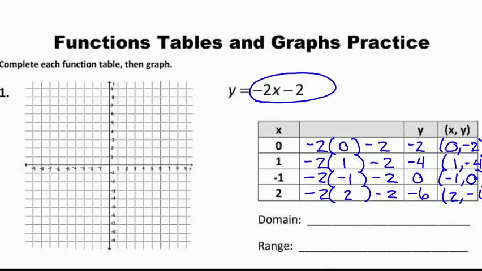So you can do your domain and range. Remember, your domain is all your x's. Alphabetically, it comes first. Range is all your y's. Alphabetically, y comes second. So my domain is 0, 1, -1, and 2. The range is all the y values: -2, -4, 0, and -6.